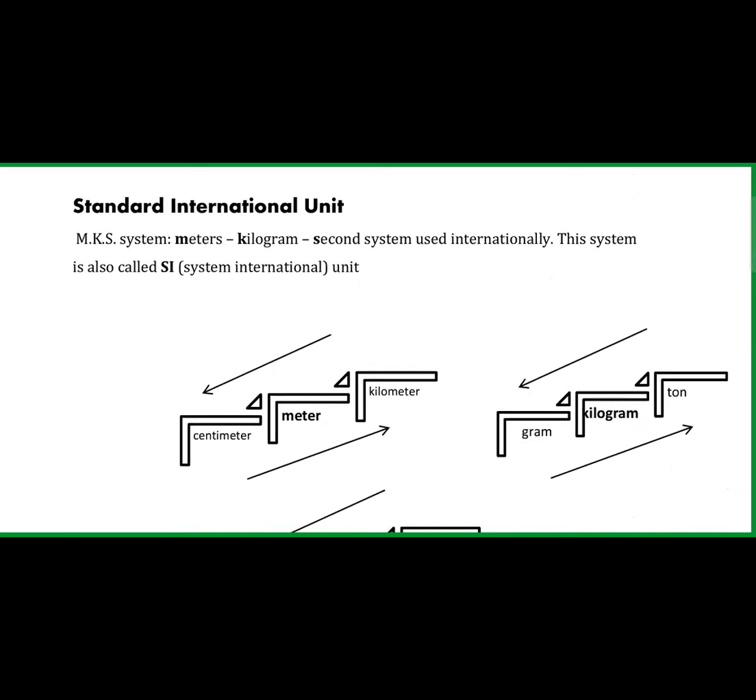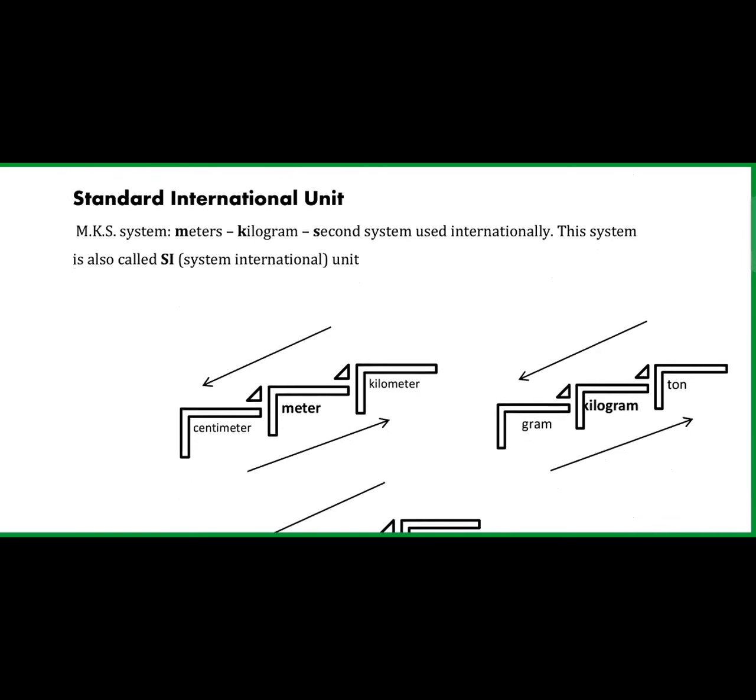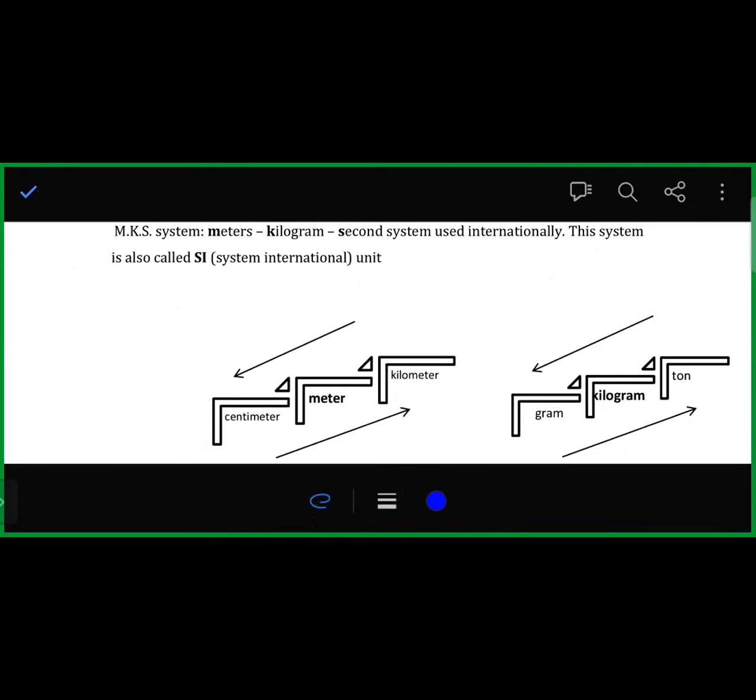Standard international units: length with meter, mass kilogram, time second. Its name abbreviation is the MKS system. The system used internationally is also called the SI system, international system.